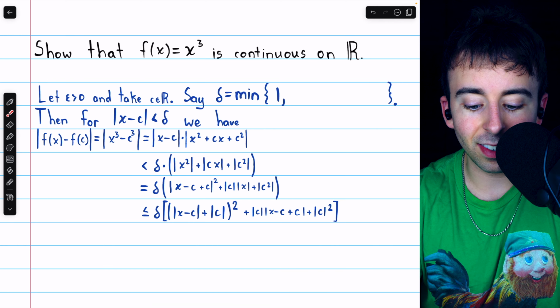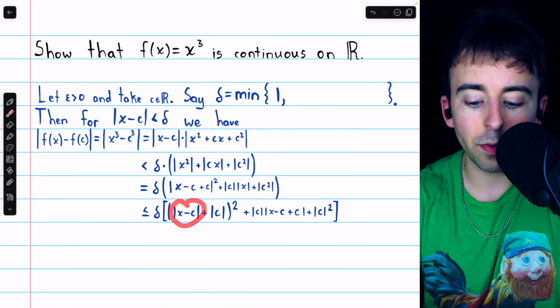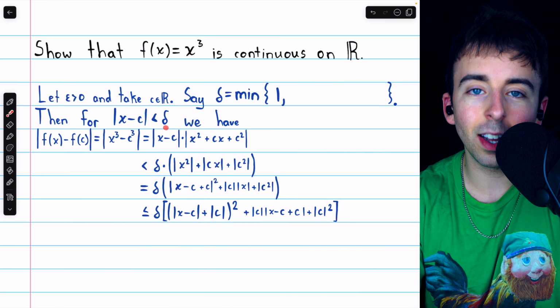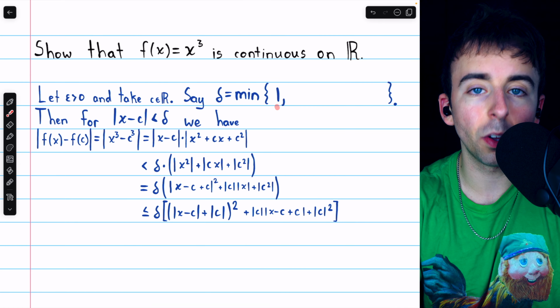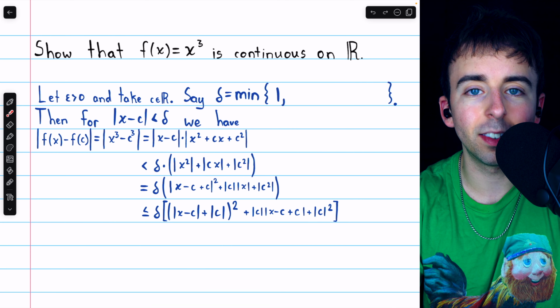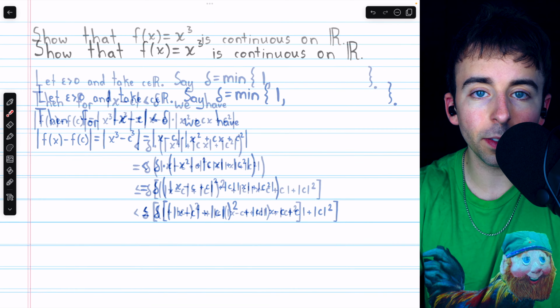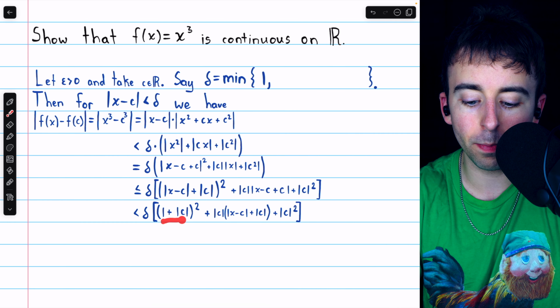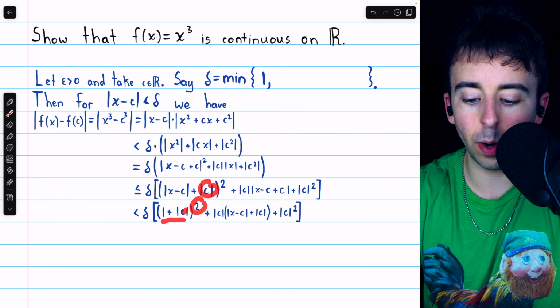But suffice to say, we know that the absolute value of x minus c is less than delta, and that must be less than or equal to 1. 1 is the typical choice here, but any positive constant would work. So we've now made the expression bigger by replacing the absolute value of x minus c with 1. So we have 1 plus the absolute value of c squared now.